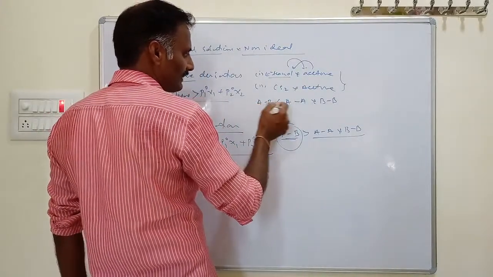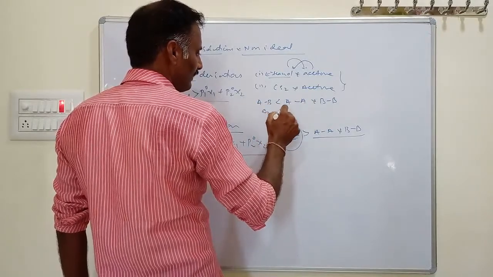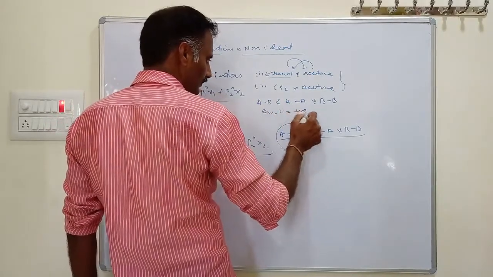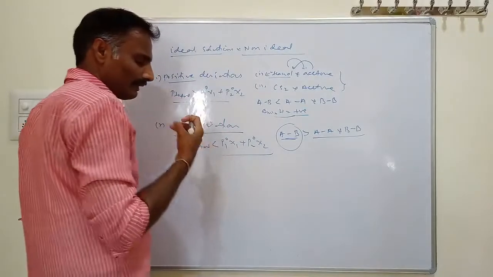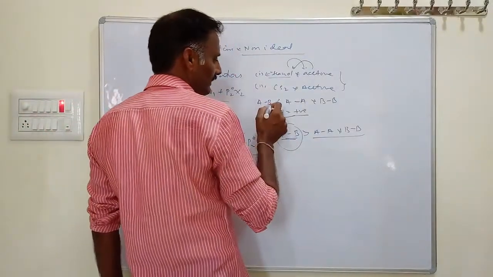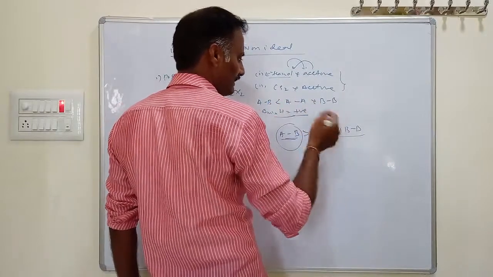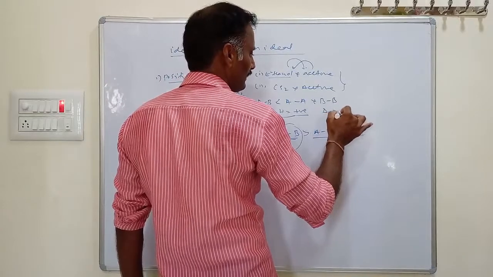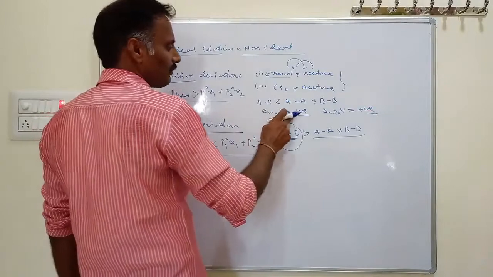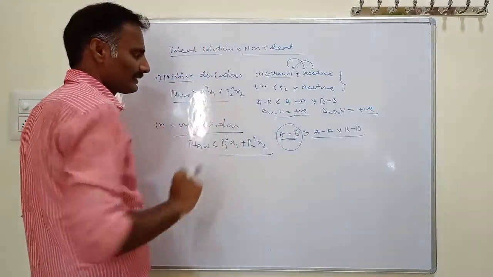In case of AB interactions being less than AA and BB interactions, delta mixing H is positive. Here heat is absorbed, and also AB interactions are less than AA and BB interactions. By mixing two components, the volume increases, that is, delta mixing volume is also positive. Here delta mixing H is positive and delta mixing V is also positive. This is called positive deviations.